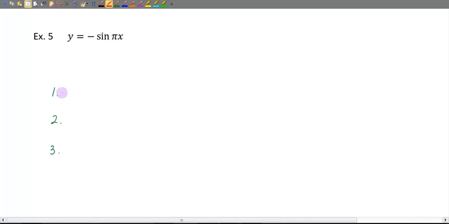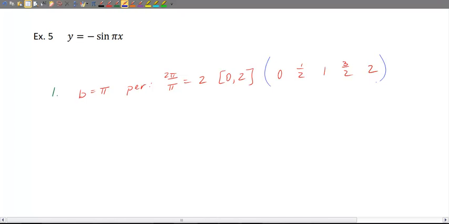The first thing that I want to look at here is the period. So if b is equal to pi, then the period would be 2 pi over b, which is 2 pi over pi, or in other words, 2. So we have a new interval between 0 and 2. So this interval is going to break up to look like 0, 2. Halfway between 0 and 2 is 1. Half of 0 and 1 is 1/2. So the other side is 3/2. So this is what the x-axis is going to look like.